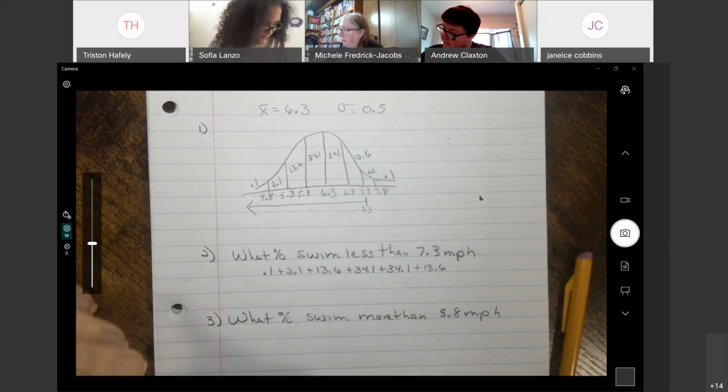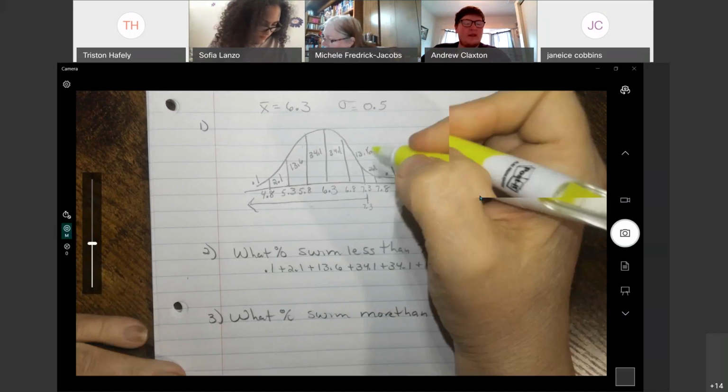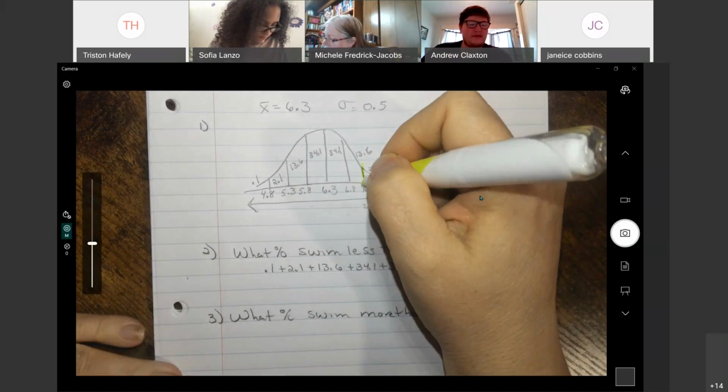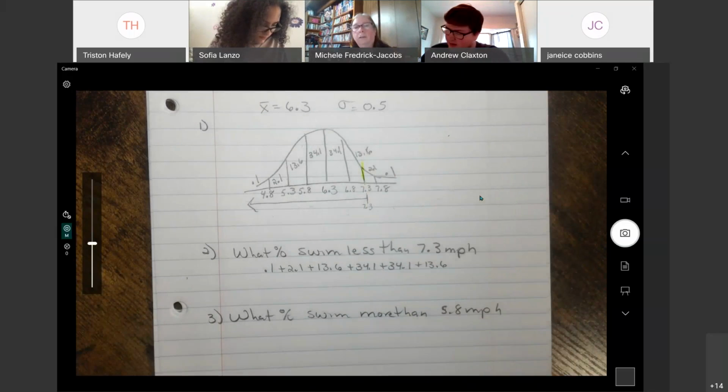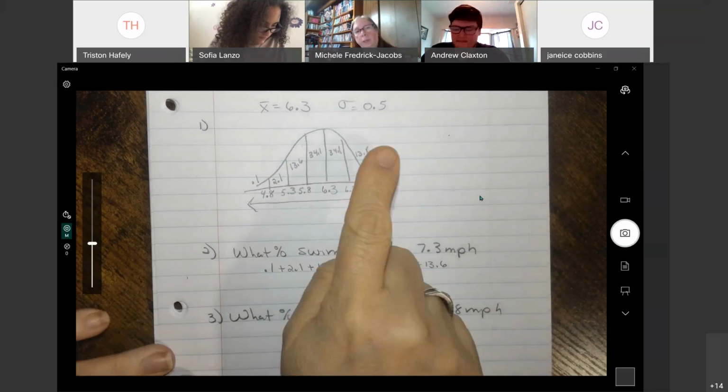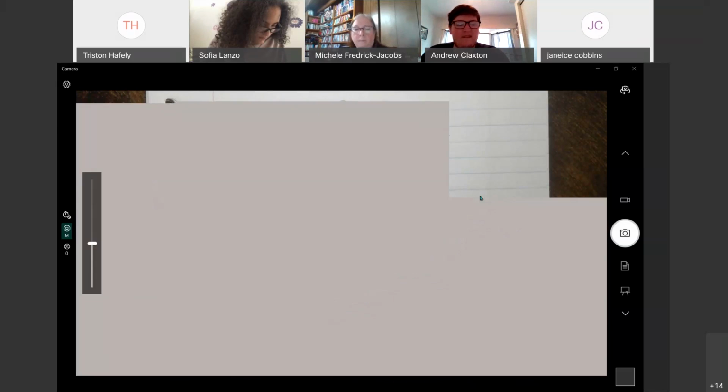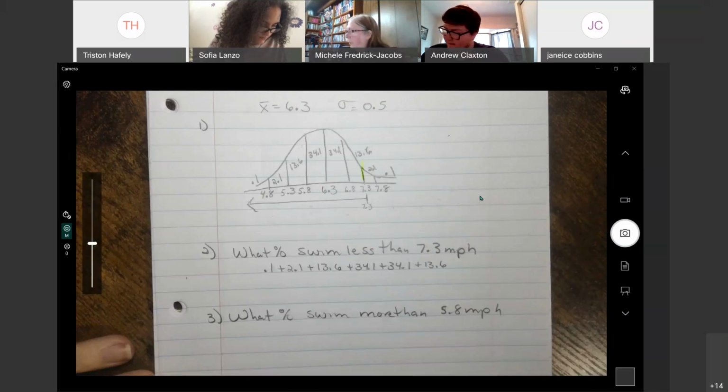And we're stopping at the 7.3, which is right here. So I took all the percents below it, and you want to add those up. And we would divide it by 5, right? No, we just add them all up because each one's the percent. Oh, yeah, that makes it easier. Yep.